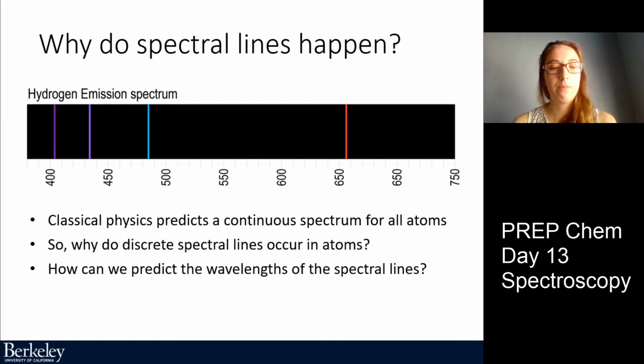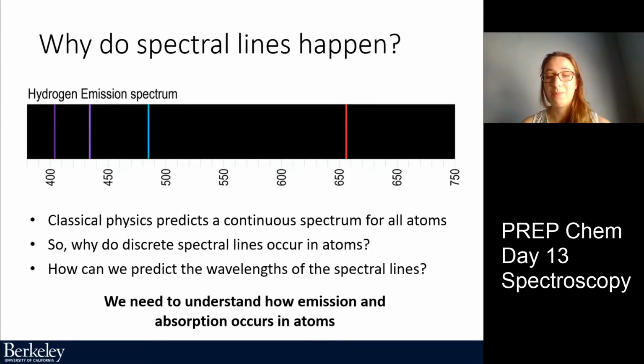Okay. So classical physics actually predicts a continuous spectrum for atoms, but discrete spectral lines actually occur. So why is that? Why do we only get these discrete lines when we take a spectrum of atoms? And then how can we predict the wavelengths that these spectral lines actually occur at? So in order to answer these questions, we need to understand more about how emission and absorption actually occur.